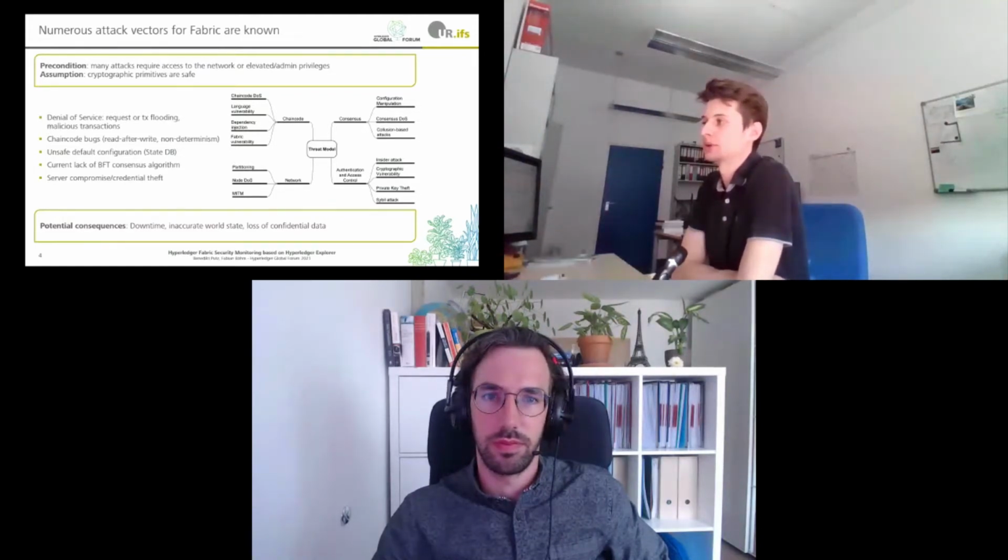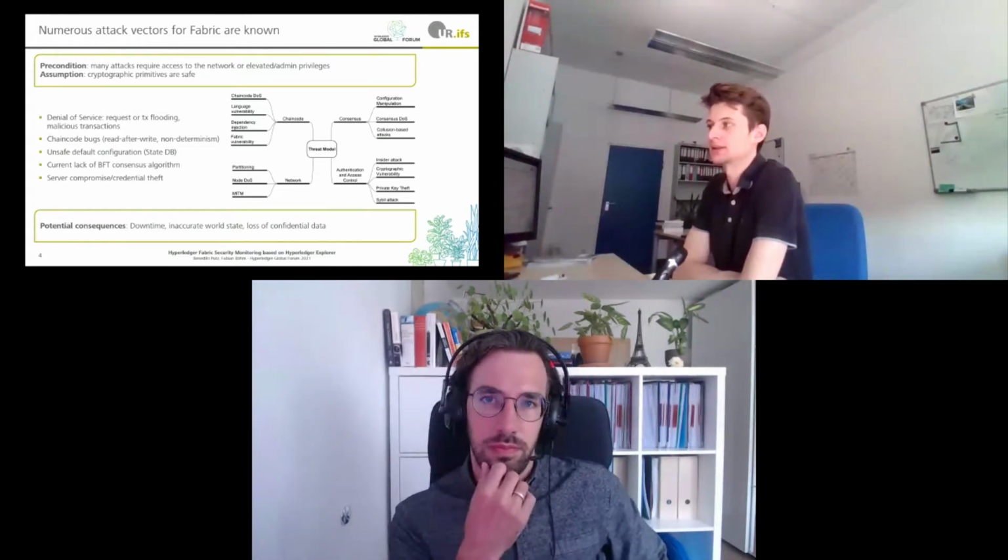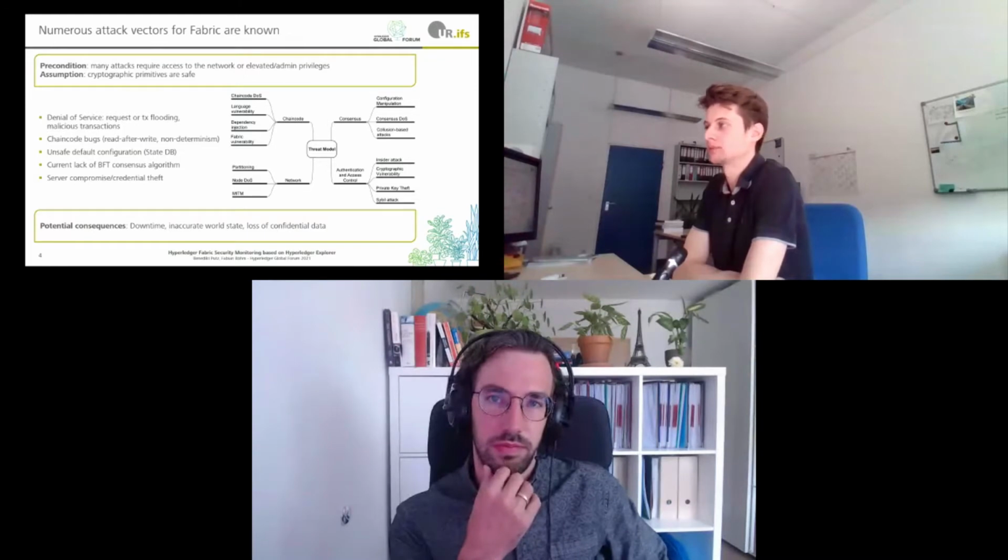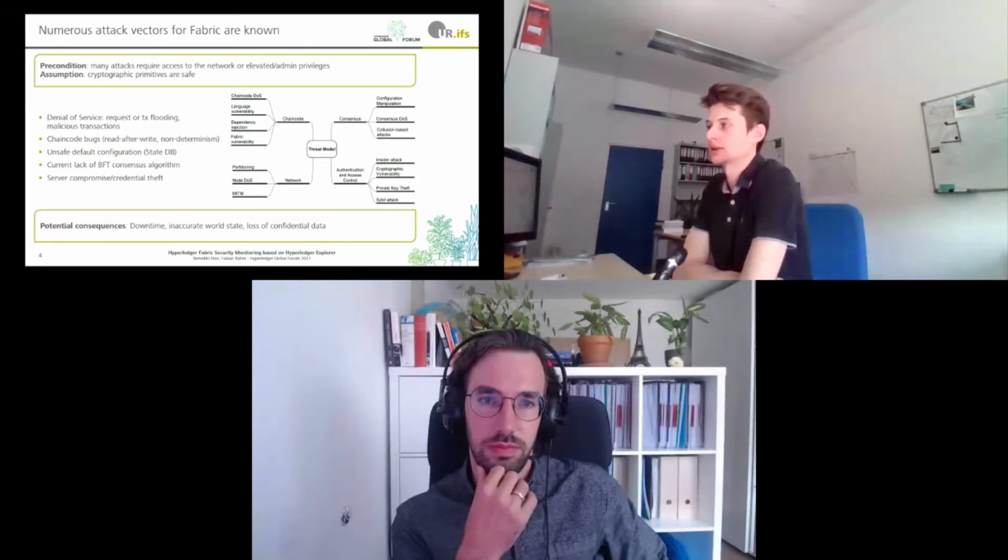For example, by default, if you're using CouchDB, Hyperledger Fabric has an unsafe default configuration where anybody can access the state database or even modify it. You should make sure that this is not configured on your system, or you would expose yourself to a potentially inaccurate world state on your Hyperledger Fabric instance.